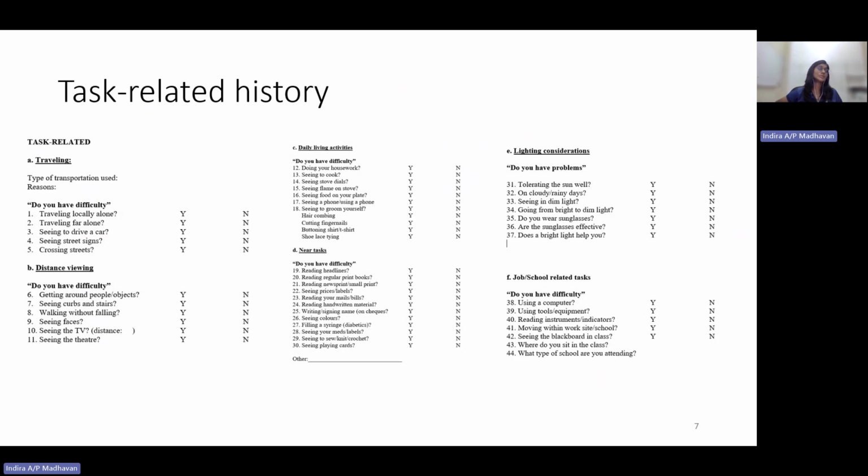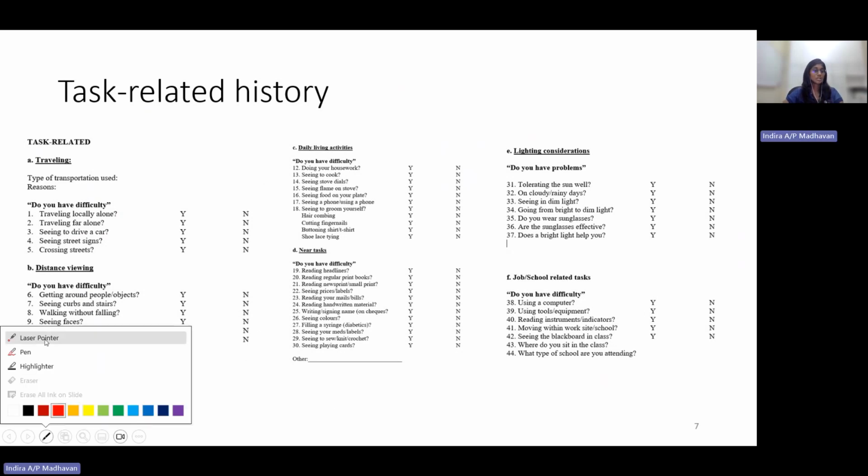There are many ways of doing the task related history. One way is asking about all the activities that a person will do from the moment they wake up until they go to bed, on weekdays, on weekends, and also in familiar places and unfamiliar places, for example when they go traveling and have to stay somewhere. So what are the things that they actually face? Another way is component by component. This is the component based one.